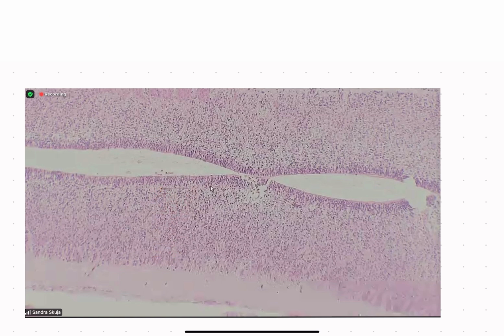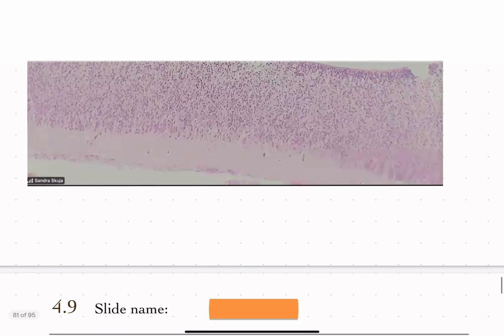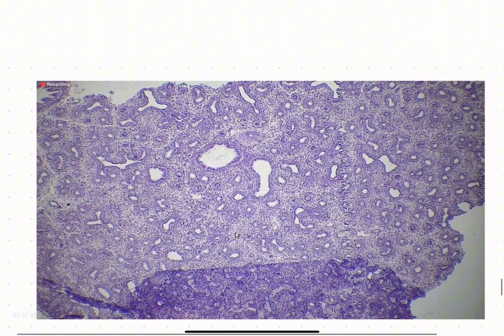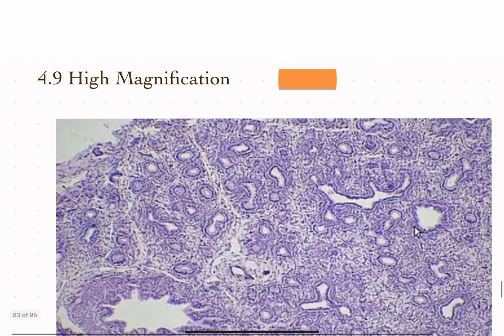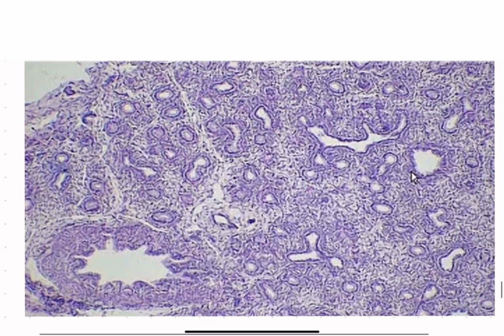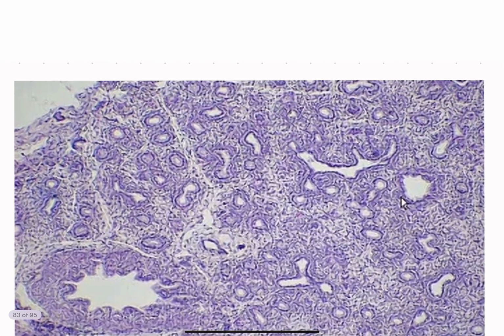All right. Now we have this slide instead. And we're going towards the bottom area and zooming in. We see something like this. Please write down the name of this structure.